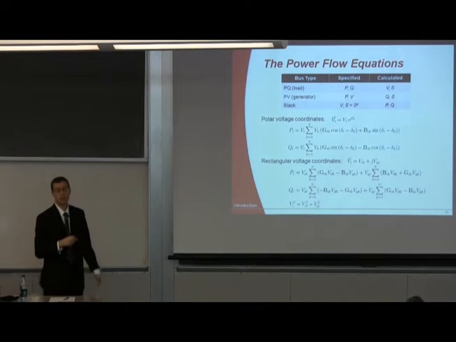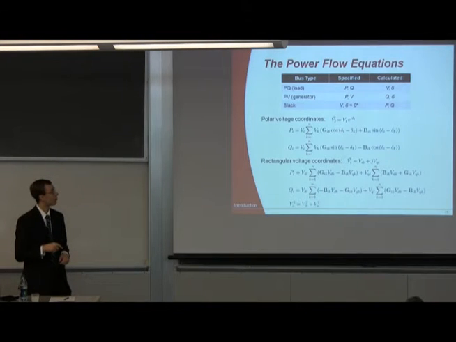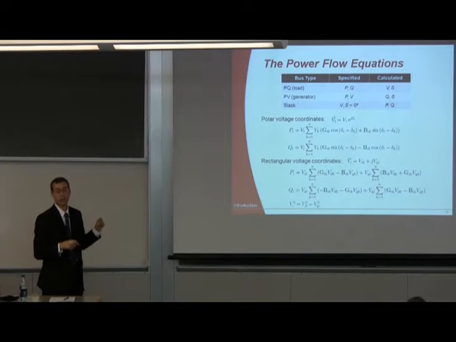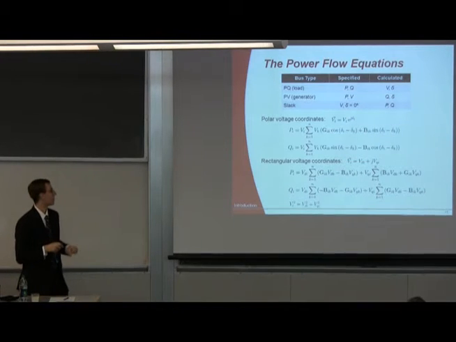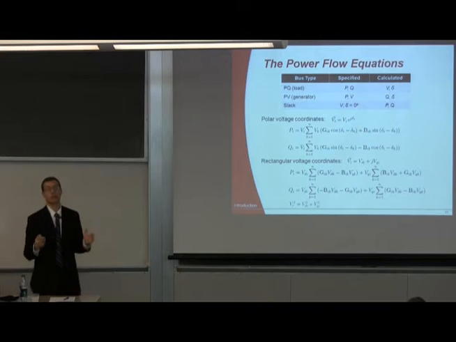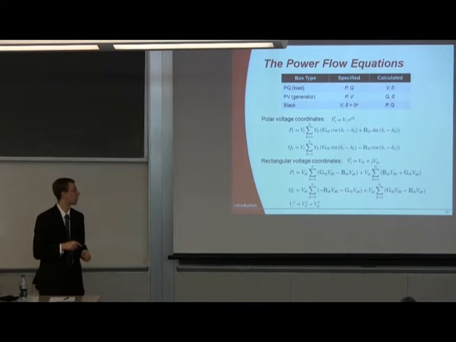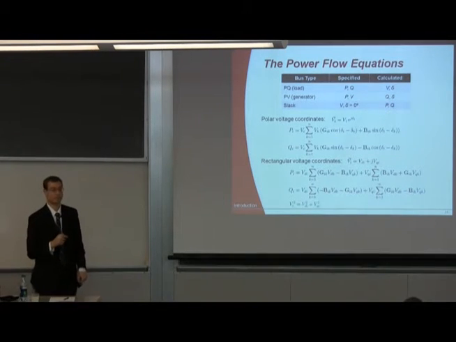We also have PV buses, which we typically use to represent generators. Here we specify the active power P and the voltage magnitude V. And from the power flow equations, we calculate the reactive power Q and the voltage angle delta. Finally, we have a single slack bus, or reference bus. And this is where we enforce conservation of energy. We need to make sure energy in equals energy out. So here we specify the voltage magnitude V, and we set a reference angle of delta equal to zero. And we calculate the active and reactive power injection.